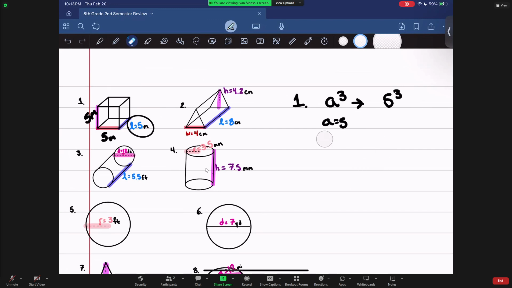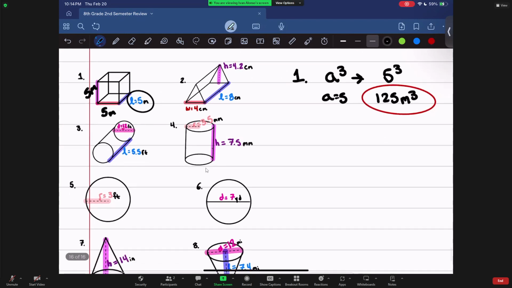So 125. You could put 125 and you'll probably be wrong unless you're doing it on the quizzes thing, I don't think it asks for the units. If you're doing this on paper or later on in the future, you need to specify that this was meters. That was our units, and volume is always cubed. So that's all that is. That's number one out of the way. It's probably the easiest one. Move on to number two.